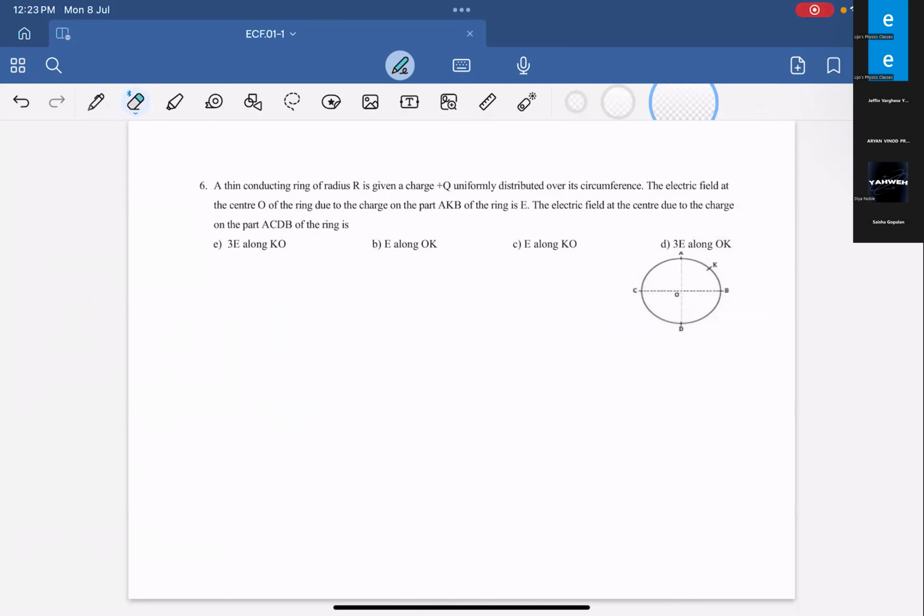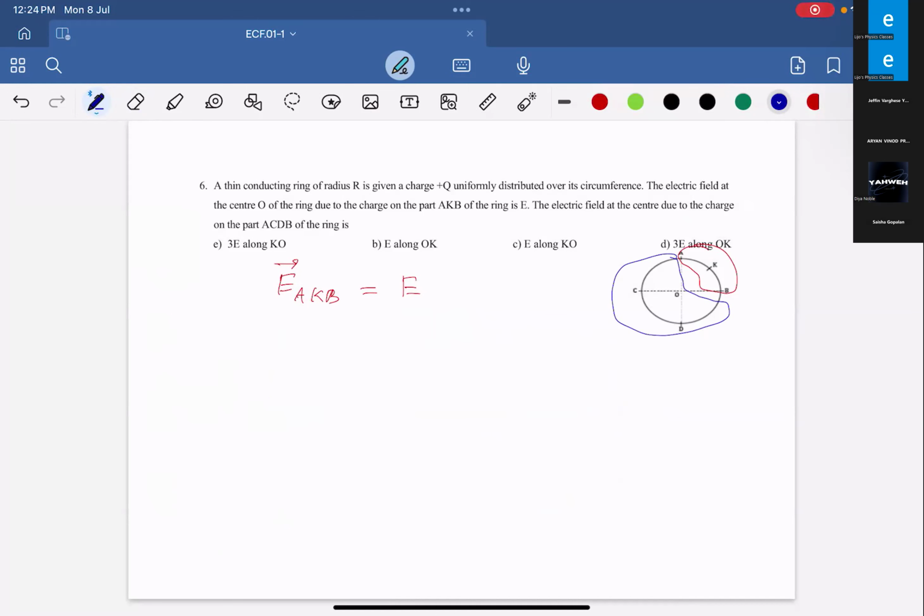Then what are you doing? The electric field at the center O due to the part AKB. See the part AKB? This is the part AKB. Due to the part AKB is given. What is EAKB? EAKB is given as E. Electric field due to that part alone is E. The electric field at the center due to the charge on the part ACDB. So we have to find the rest of the arc, ACDB.